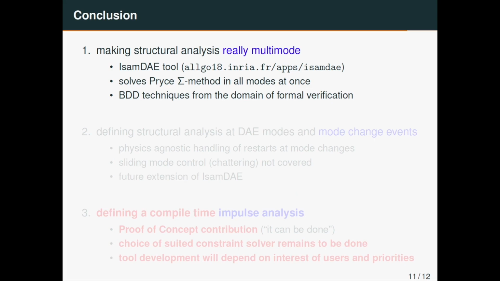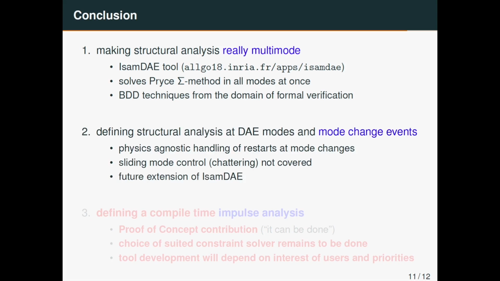To conclude, in our second talk, we have proposed a compile-time structural analysis that is really multimode. This means that a different set of latent equations is synthesized for each different mode. This is implemented by our tool DAE that is available for open experimentations. In our first talk, we completed this by a definition of structural analysis at mode changes. Our approach encompasses all systems exhibiting finite cascades of mode change events. In its future extensions, DAE will include this.